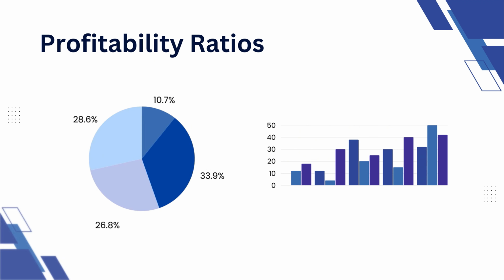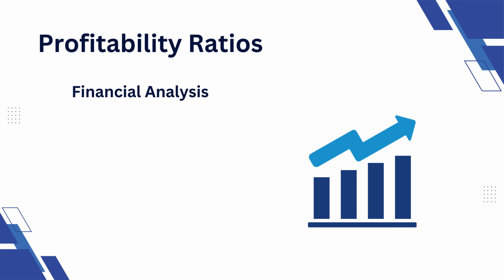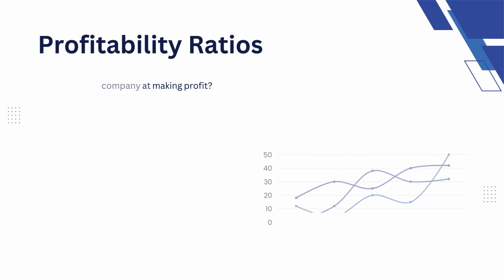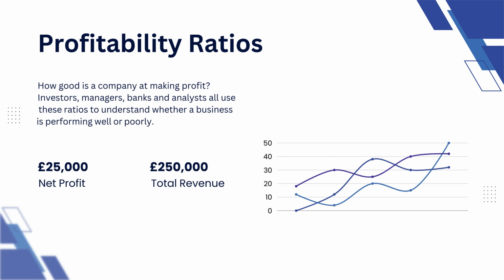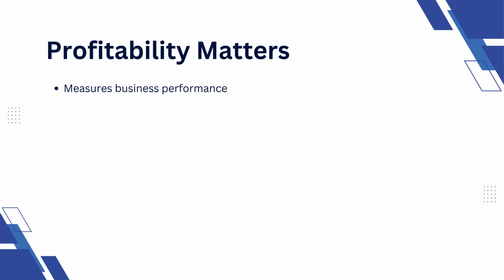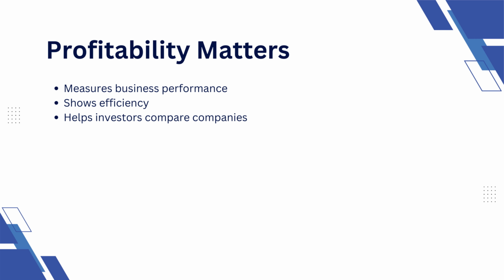In this video, we're going to talk about profitability ratios, one of the most important tools used in financial analysis. Profitability ratios help us answer a simple question: how good is a company at making profit? Investors, managers, banks, and analysts all use these ratios to understand whether a business is performing well or poorly. Profitability ratios measure business performance, show efficiency, help investors compare companies.